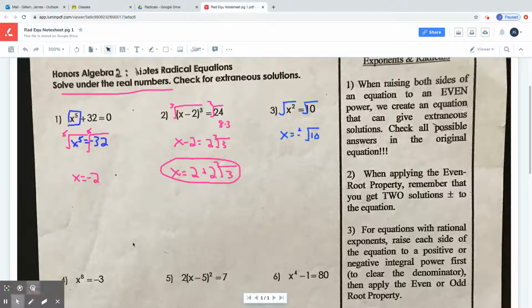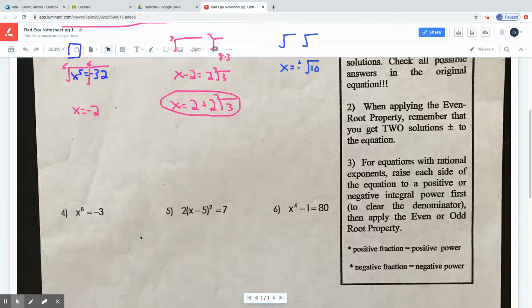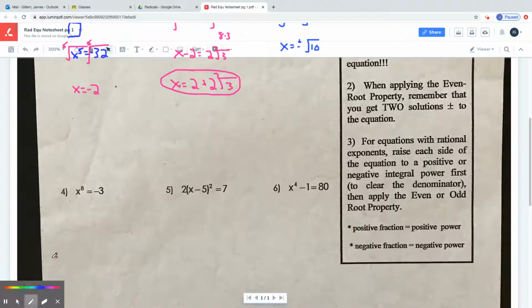Going down to number 4, it is the 8th root. So I would take the 8th root. Now, hopefully you recognize that I have an 8th root, which is even. I can't have a negative number in there, which means there are no real solutions here. There are no real solutions.